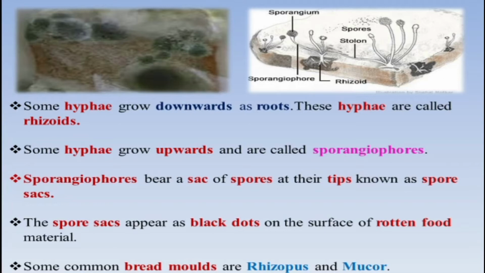Some common bread molds are Rhizopus and Mucor. So these are some common molds, especially Rhizopus and Mucor.